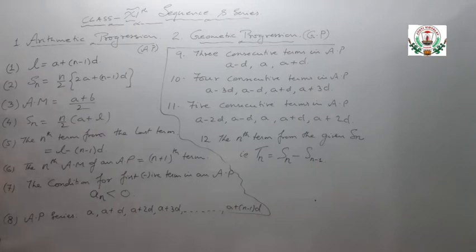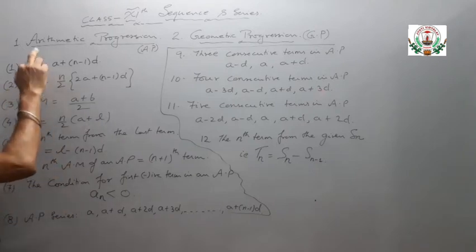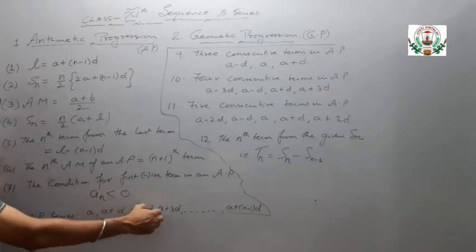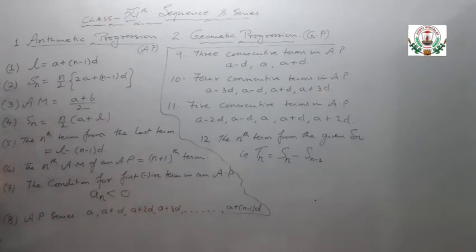मतलब नंबर ऑफ टर्म्स कभी भी आपका नेगेटिव, जीरो या फ्रैक्शन में नहीं होंगे. बाकी लास्ट टर्म, फर्स्ट टर्म, कॉमन डिफरेंस, फ्रैक्शन, रेडिकल, डेसिमल, नेगेटिव कुछ भी हो सकता है. नेक्स्ट एपी सीरीज, फर्स्ट टर्म हमारा ए, फिर ए प्लस डी, फिर ए प्लस 2d, ए प्लस 3d, ऐसा करते हुए लास्ट टर्म हमारा ए प्लस एन माइनस 1 इंटू डी होगा.